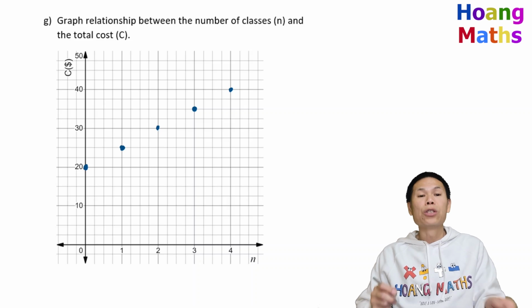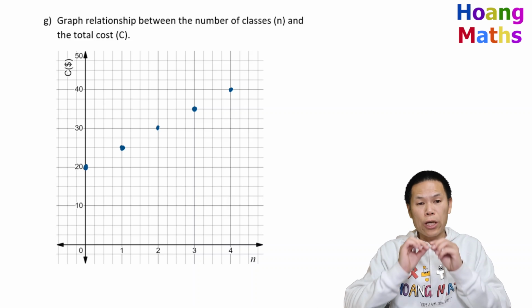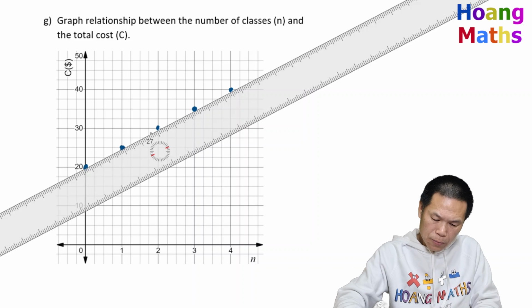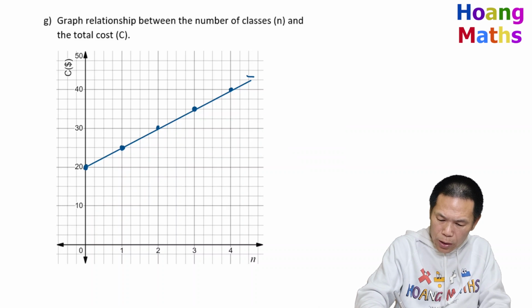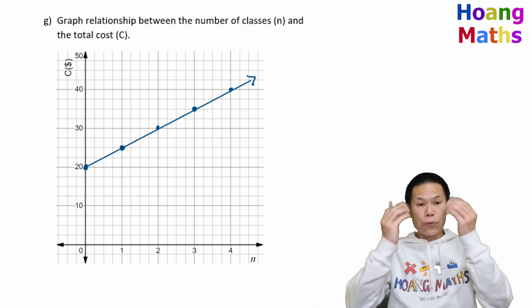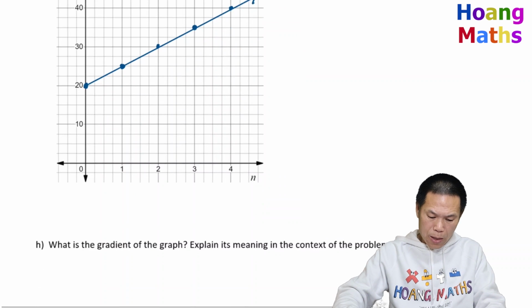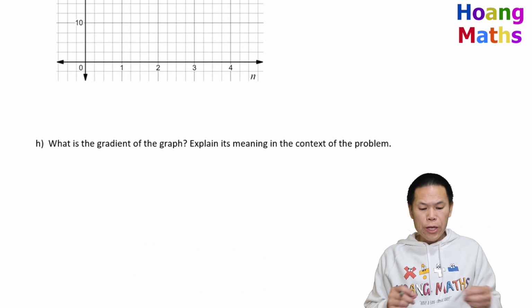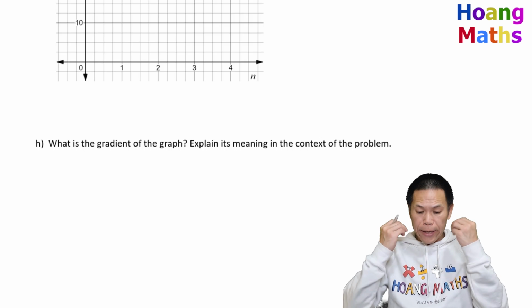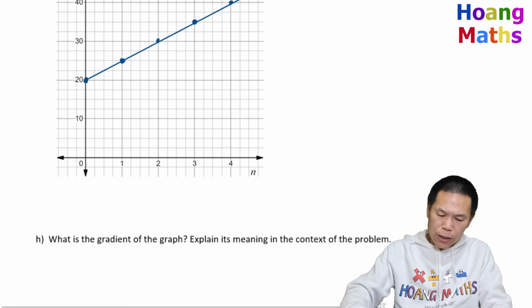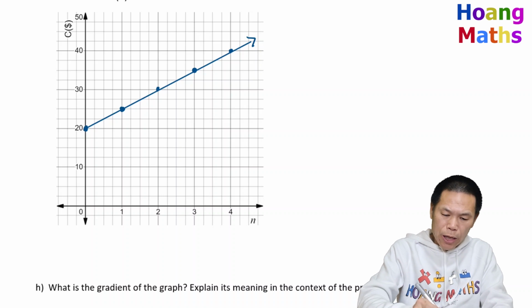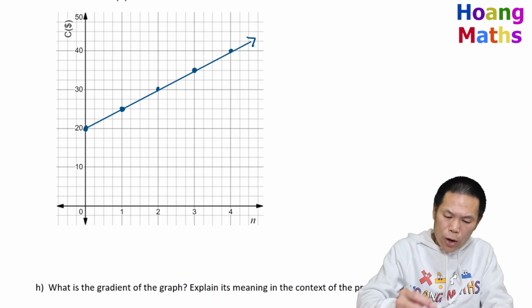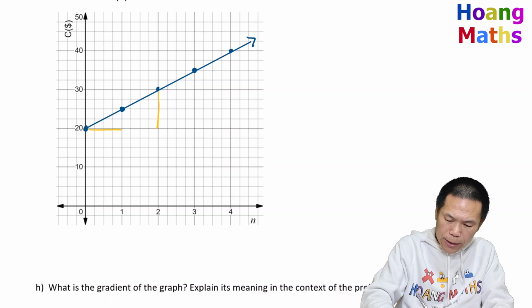So there you go. So what I do now is just need a ruler and join these points together. So now I just put an arrow because it keeps going. So there you go. Part H. So we need to find the gradient and explain its meaning. Okay. So to find the gradient, we know that rise over run. And we can just construct a right-angled triangle. So easier if I go like this. So you can see it easier.